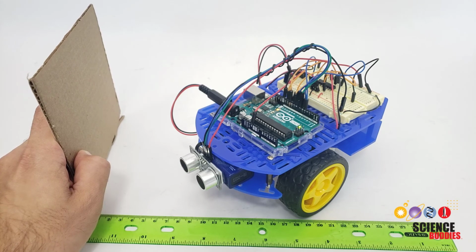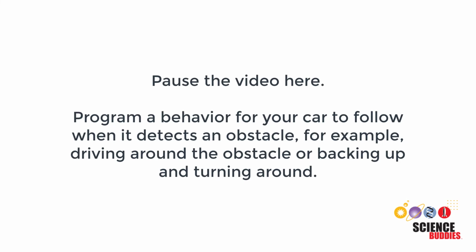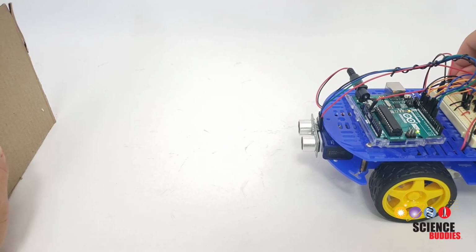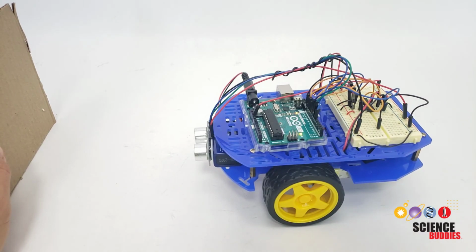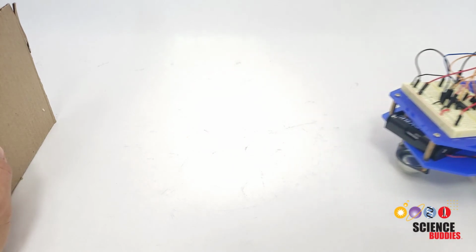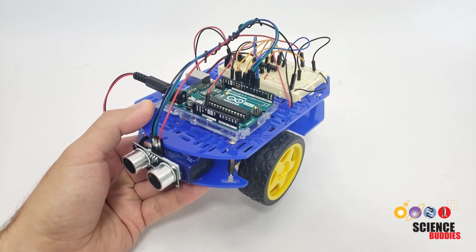The problem becomes more and more open-ended as you program your autonomous car. So, pause the video here and choose one of those behaviors to program, then try it out. For example, here's a program that has the car stop, turn around, then drive the other way. There's no right or wrong answer here. You can try experimenting with different behaviors.